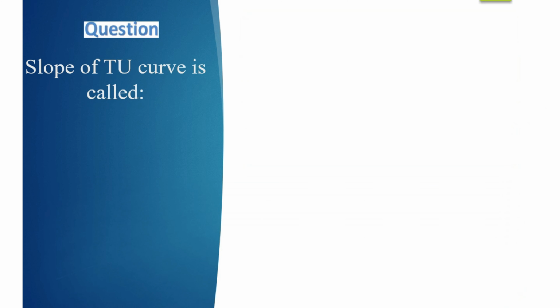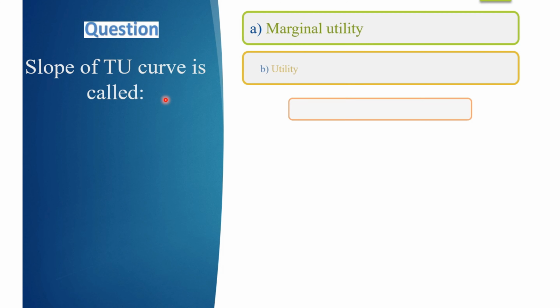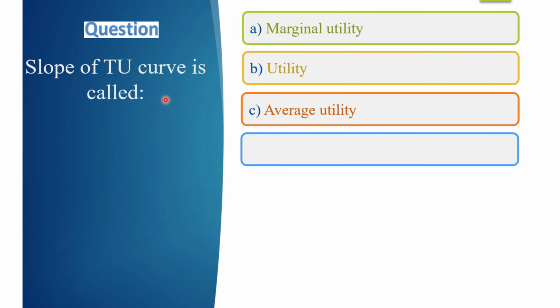Okay, so let's move to our next question, and our next question is slope of TU, that is total utility curve, is called what? Option number 1 marginal utility, option number 2 utility, option number 3 average utility, or option number 4 none of the above. Any guesses? So the correct answer for this question is option number 1 marginal utility.